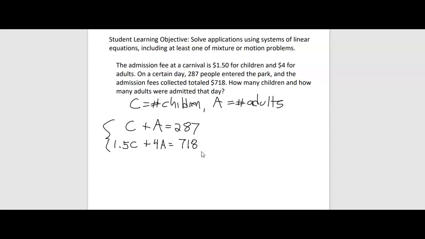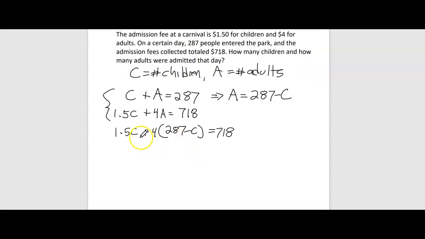You can solve this with elimination. For example, multiplying the top equation by -4 would allow us to reduce the a's. But in general, I do the mixture problems with substitution because I can quickly solve, in this case for a, out of the first equation. And then my second equation turns into 1.5c plus 4 times this new variable a substituted, 287 minus c. That equals 718.